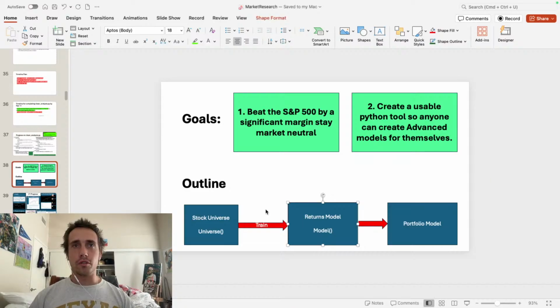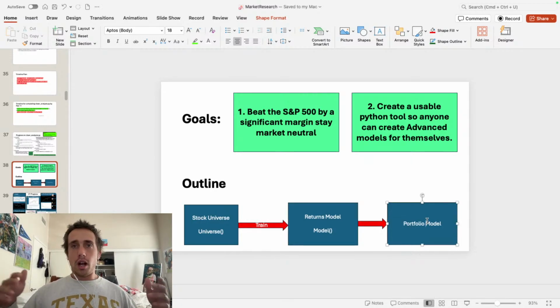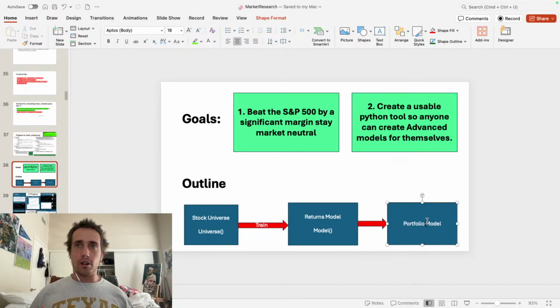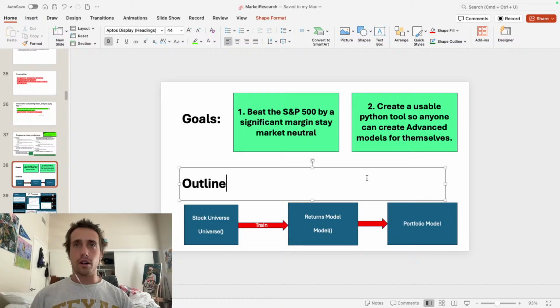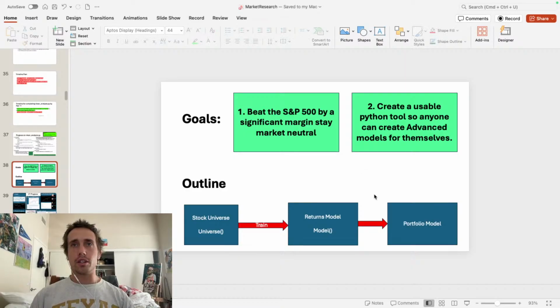Then I'm using this universe to train a returns model. I've got what I think is a pretty good returns model going. I'll go over that in a second, why I think it's good and why I'm tweaking it. And finally, the portfolio model. So once I have a really good returns model, the portfolio model is going to implement some simple high-level logic, take the outputs of the returns model, and develop a strategy for going long and short based on those outputs.